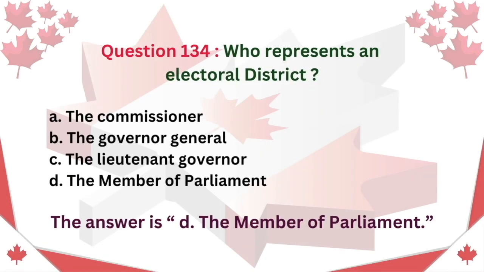Question 134. Who represents an electoral district? A. The Commissioner. B. The Governor-General. C. The Lieutenant Governor. D. The Member of Parliament. The answer is D. The Member of Parliament.